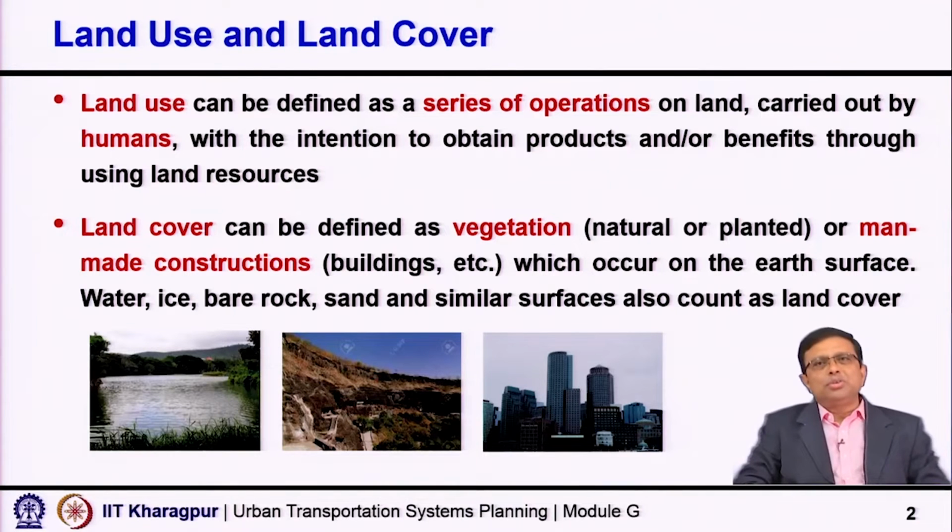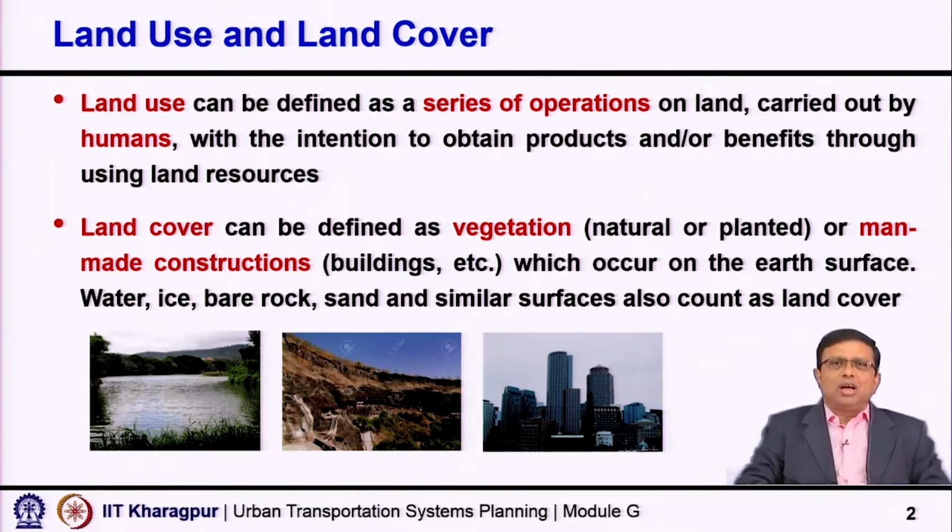Now, when we say land use, there is often another terminology called land cover. So, we should also try to understand clearly what land cover really is. Land cover can be defined as vegetation, natural or planted, or man-made constructions, for example buildings and other kinds of infrastructure which occur on the earth surface. So, the whole earth surface is available. How are we utilizing this whole earth surface?